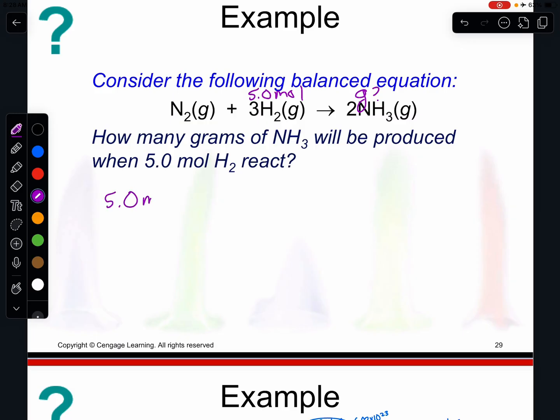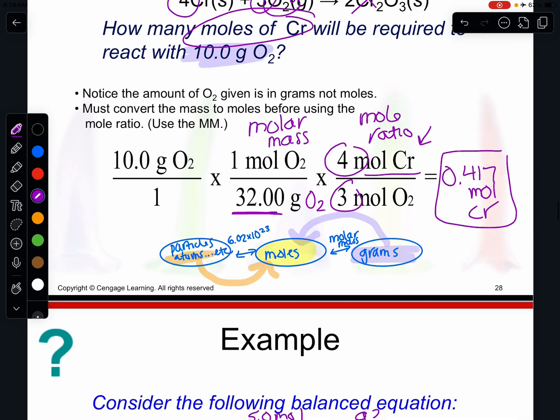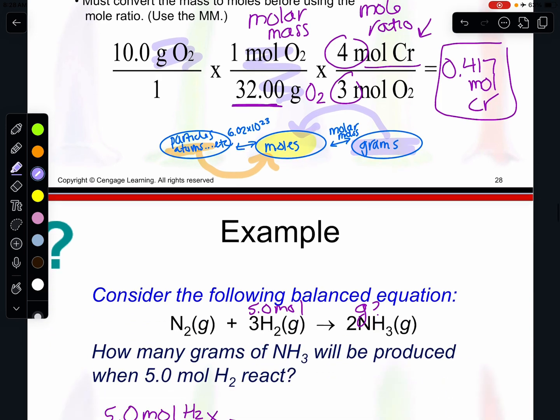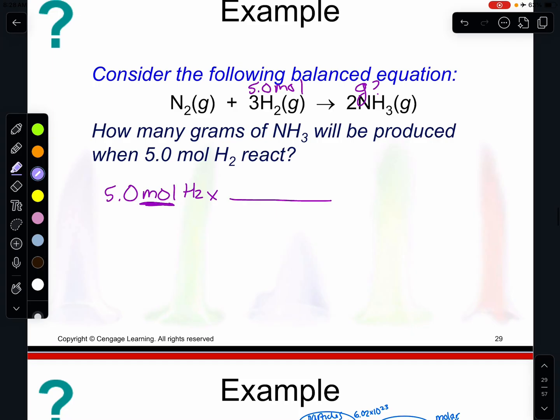Okay, so I'm going to go ahead and write what I start with. So that is 5.0 moles of my H2. Now, since we are already in moles, we can go right into that mole ratio. I'm going to refer you back to this previous example. We were in grams, so we had to do a molar mass conversion before we could do the mole ratio. But because we're in moles, we can go right ahead and dive into our mole ratio.